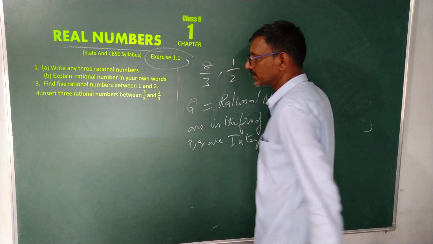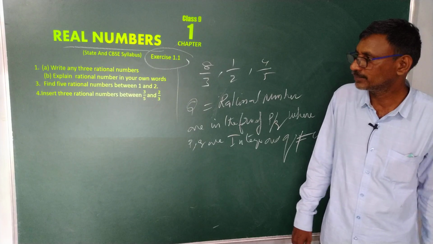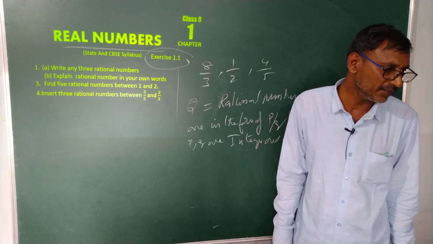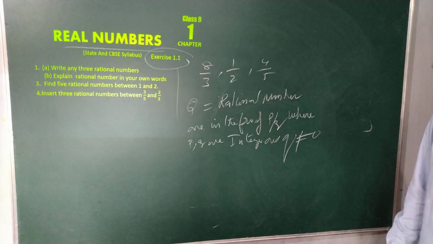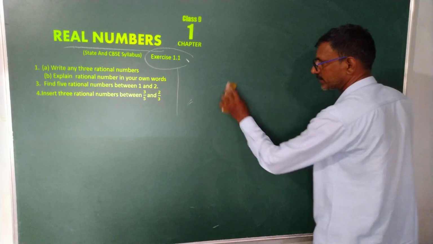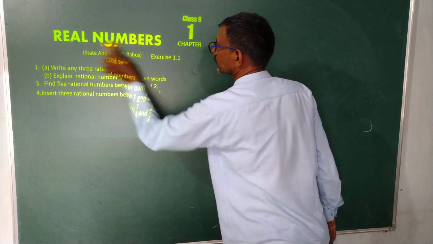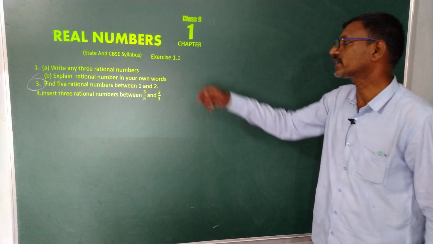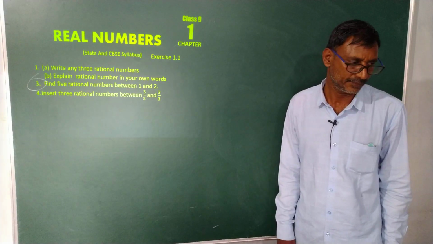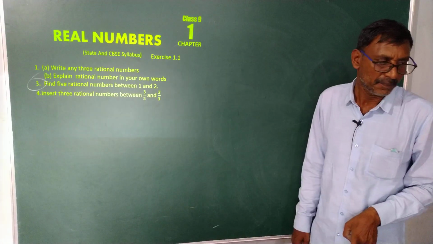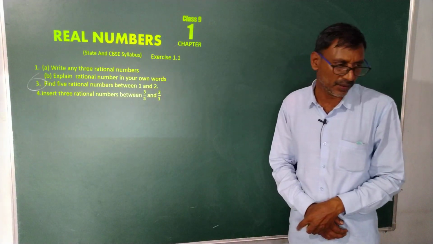Find the rational numbers that lie between 1 and 2. Find 5 rational numbers. How many rational numbers? 5 rational numbers between 1 and 2. Okay. This is the third question in exercise 1.1. Find 5 rational numbers that lie between 1 and 2.